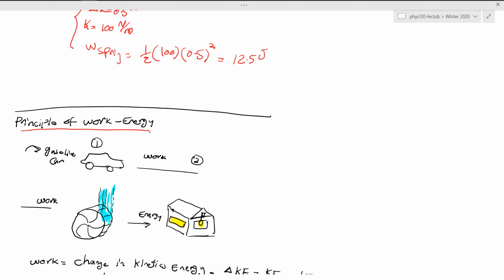And we already know that from gasoline, not all of it comes to work. We have losses in the system. We have heat that goes outside. Inside the car, we have friction.